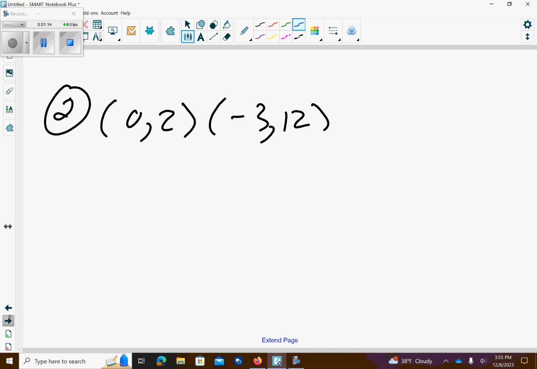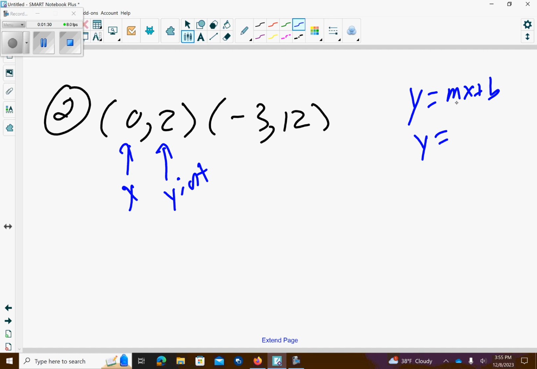Number 2, a couple things to note. Because this x value is 0, this means this is our y-intercept. Okay, if the x value is 0, the number in the y position is the y-intercept. So right now, if we had y equals mx plus b, so far I know I have y equals mx plus 2. So now I just need to find the slope.